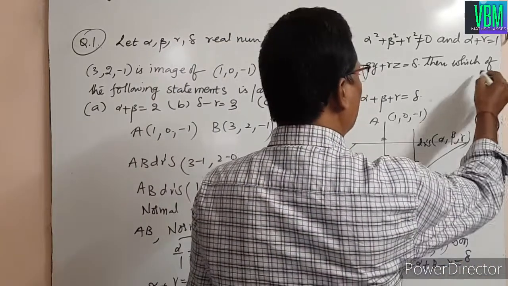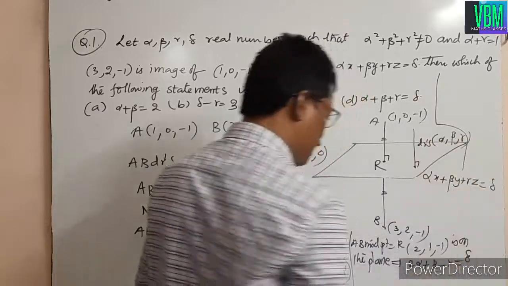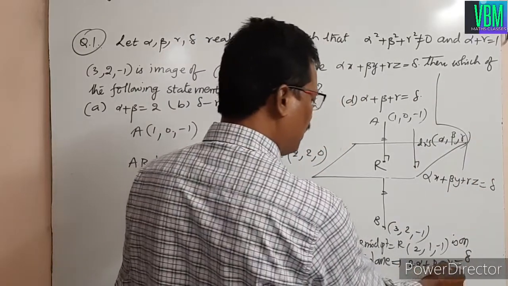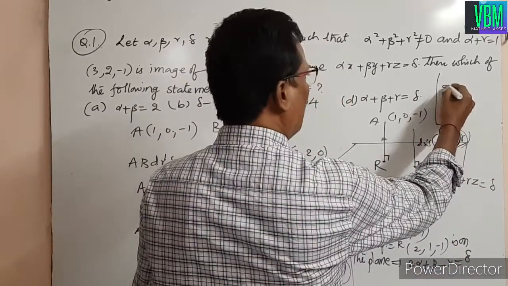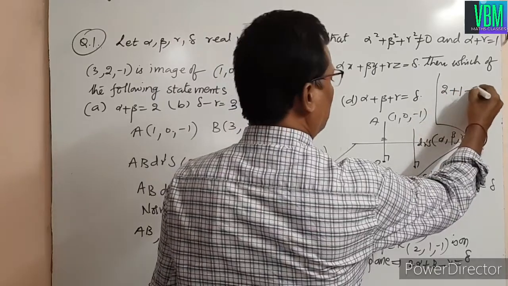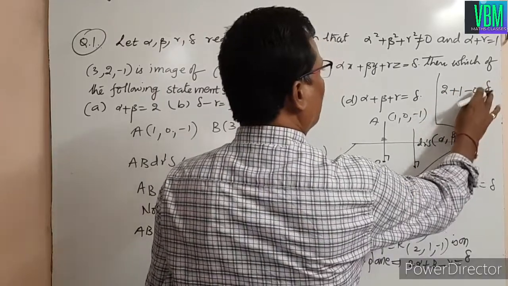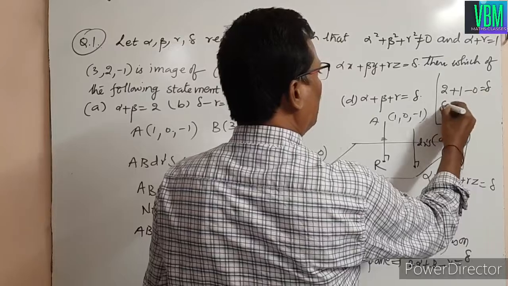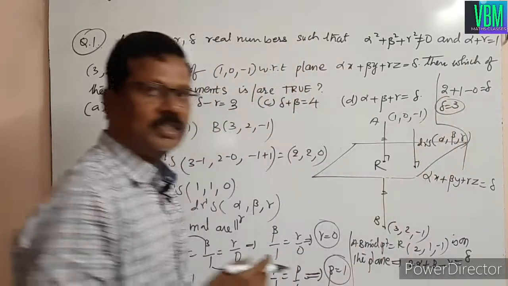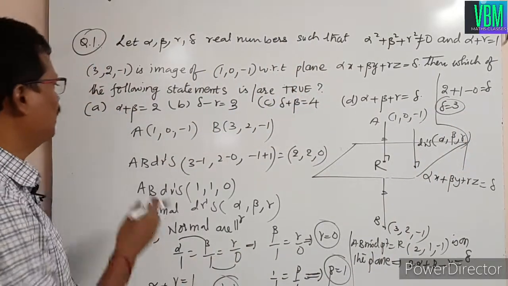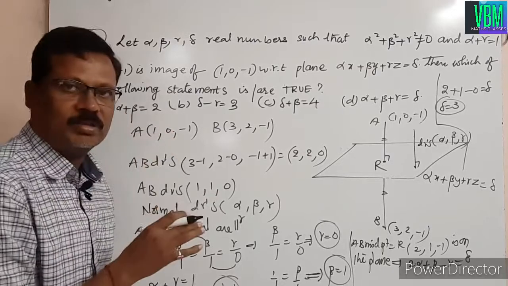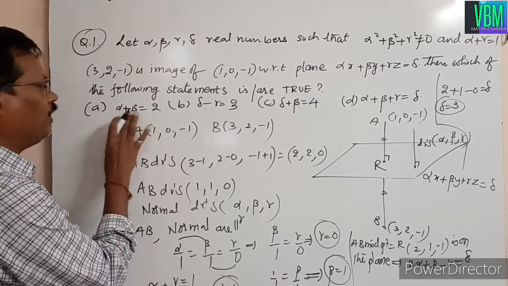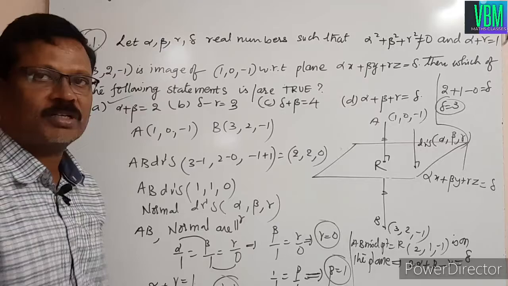Now let me write the final answer. Alpha is 1, beta is 1, gamma 0, therefore delta we got is 3. Let us see the options. Which option is correct? Alpha plus beta is equal to 2. Alpha is 1, beta is 1. Therefore, this option is correct.